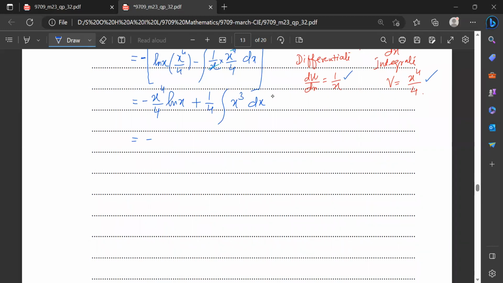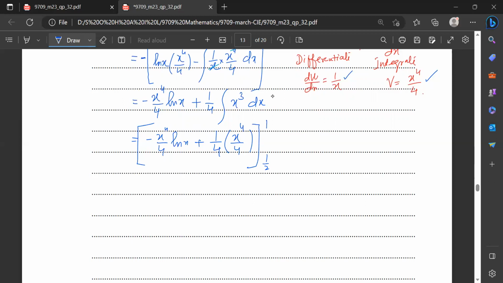This is integration by parts. The second part is to be integrated. So natural log of x plus 1 over 4 for x cube, the integration is x power 4 over 4. And after this working, I can use the limits, upper limit minus lower limit.